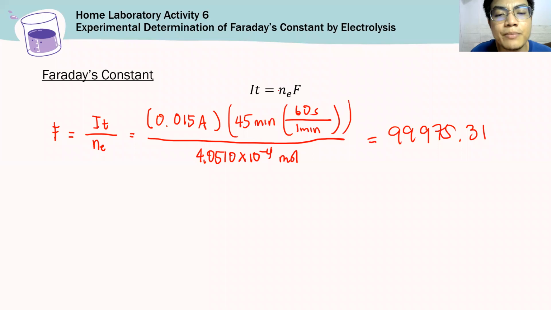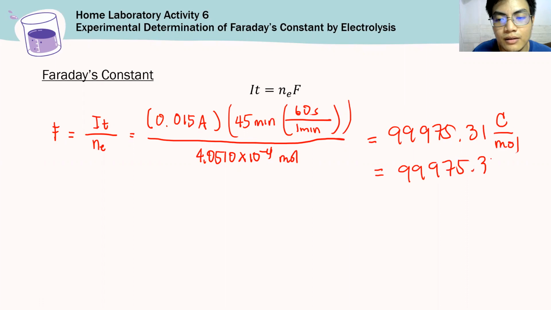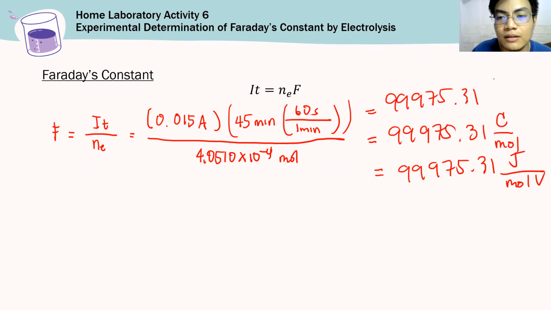When you multiply ampere and second, it will give you coulombs per mole. So ampere times second is coulombs per mole. Or the other version of this will be joule per mole volts. Or the other version of it will be ampere second over mole. All of them are equivalent.